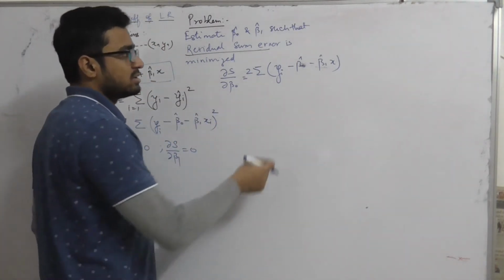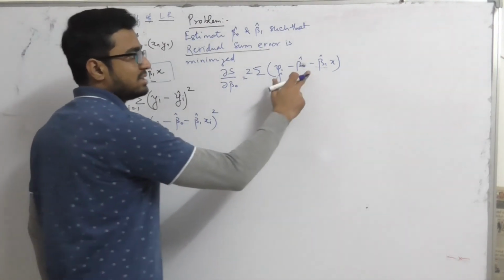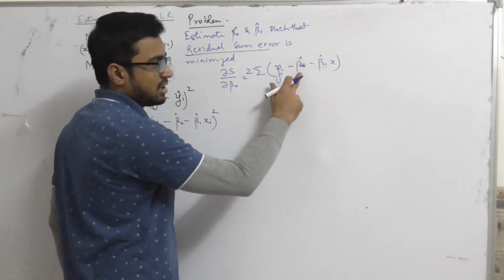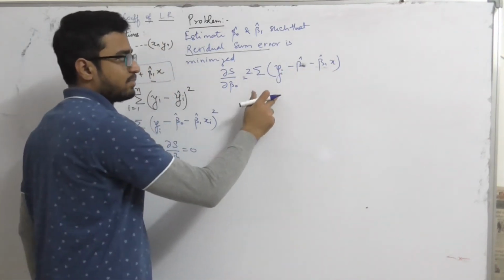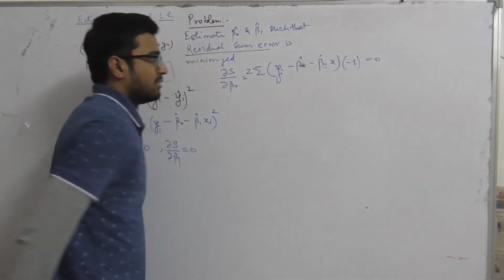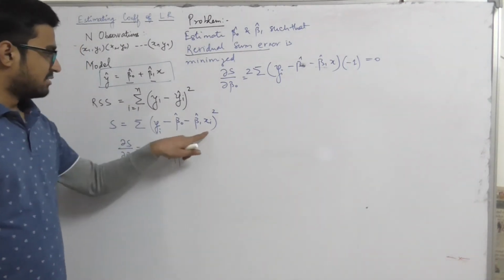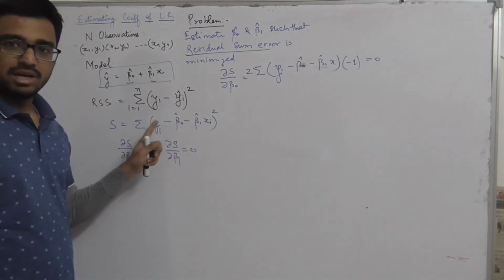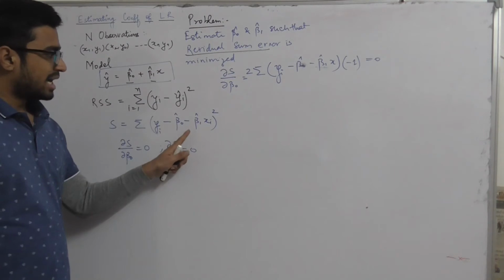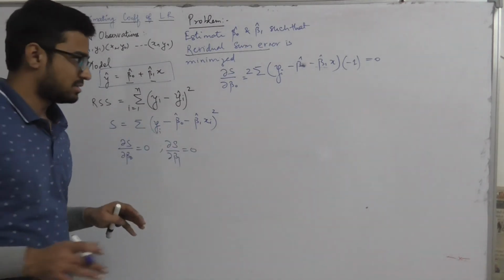Why -1? Because of the assumptions involved in linear regression, that the coefficients are independent, and beta naught does not depend on x, does not depend on y. So I'll take a -1 here and put it to 0. I have done nothing special. It's very easy. I have just differentiated this square term, that is, the differentiation of x square is 2 times x, into this x term differentiated with beta naught, nothing else.